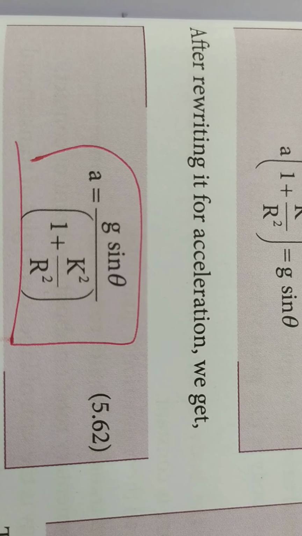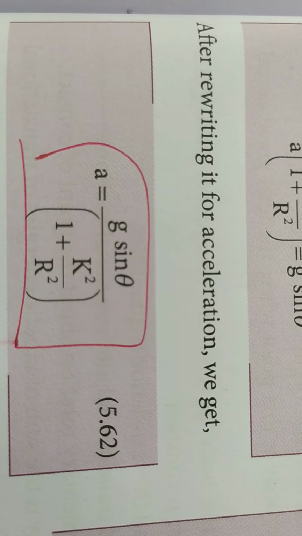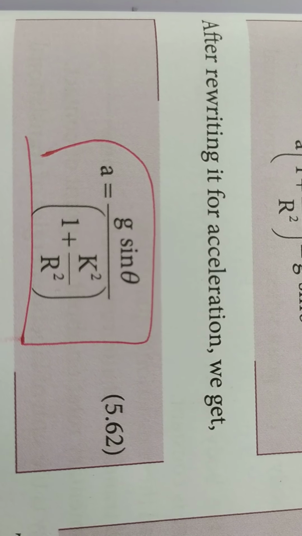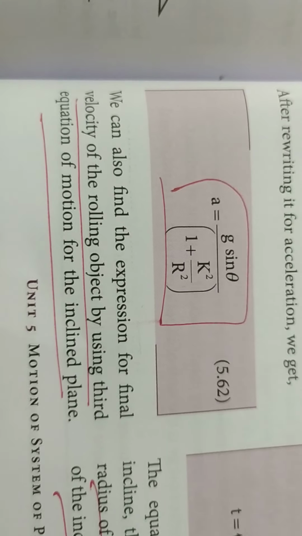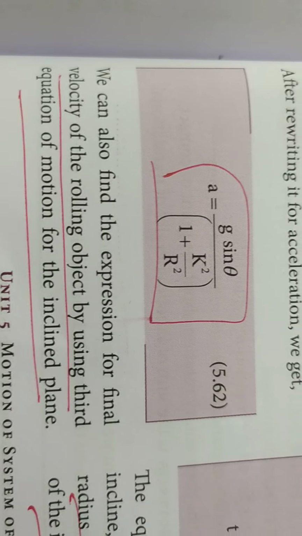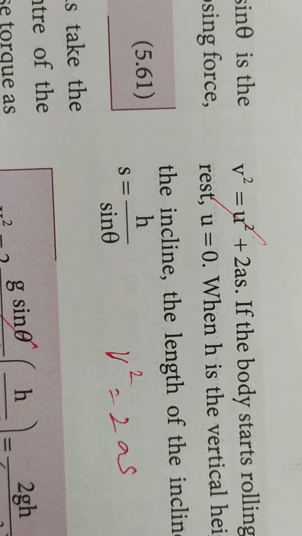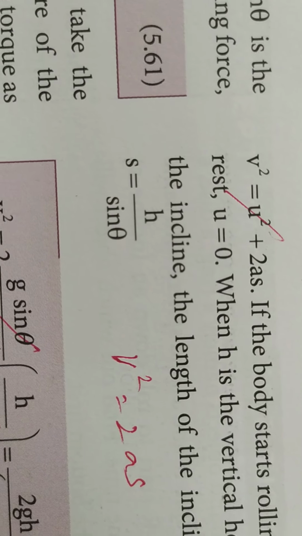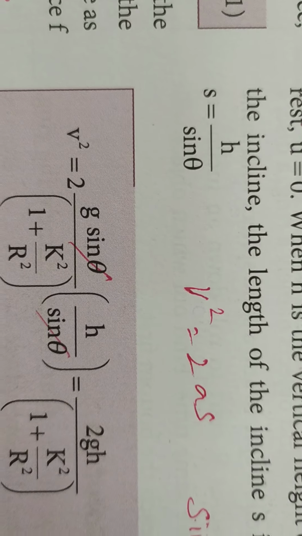Here k is the radius of gyration and R is the radius of the circular object, and theta you know is the angle, and g is acceleration due to gravity. So next we are going to find out the expression for velocity of the rolling object by using the third equation. And you know the third equation is v square is equal to u square plus 2as, and here the initial velocity becomes 0. So v square is equal to 2as.